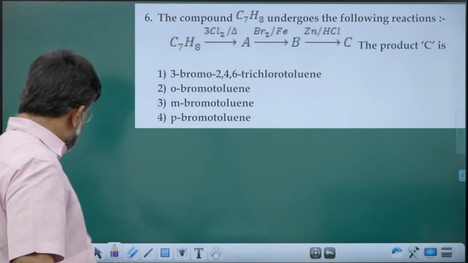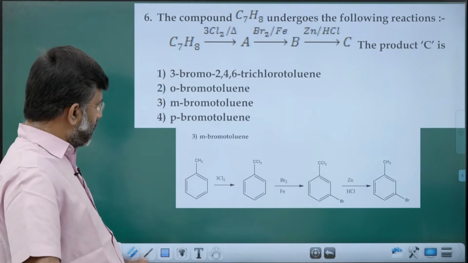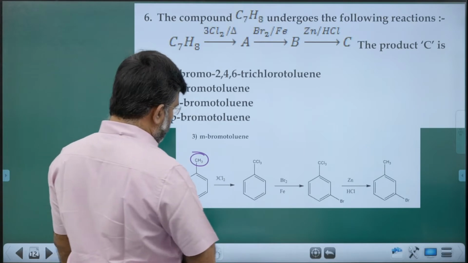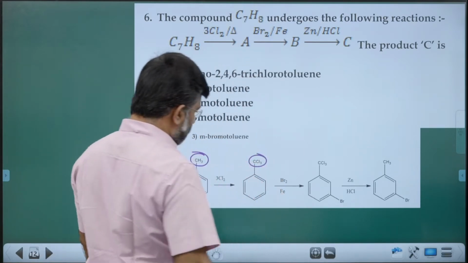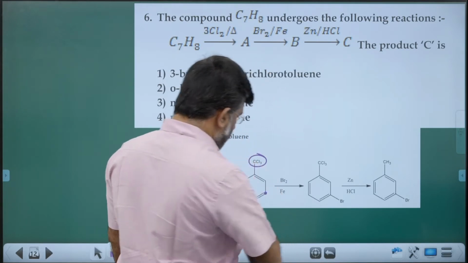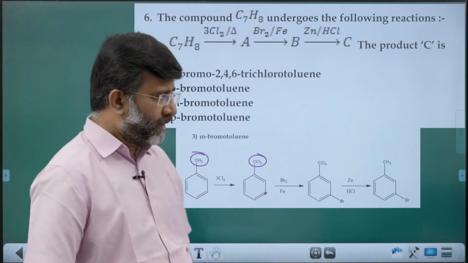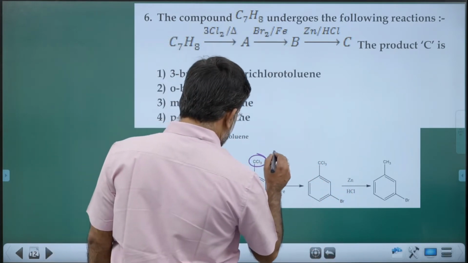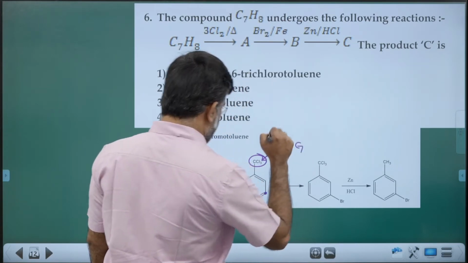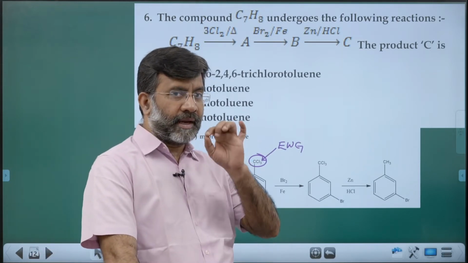So what will be the consequence? Toluene, that is C7H8, when you chlorinate, all the hydrogens in the side chain will be replaced by chlorine and you get CCl3. Now it is electrophilic substitution. Bromine will come at this position. Why does bromine come at a meta position? Because of the electron withdrawing effect of CCl3. This is an electron withdrawing group, a deactivating group and a meta directing group.